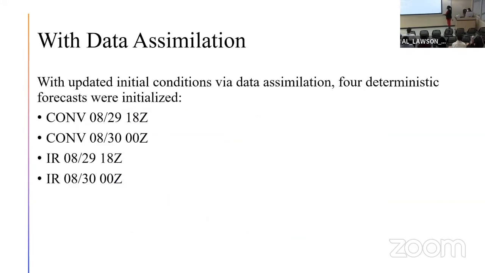With the data assimilation, with our system, we use updated initial conditions, and here we were able to create 4 deterministic forecasts. Two of them were initialized at 18Z on the 29th, and 2 were at 0Z on the 30th. Just a little background: the conventional forecasts just assimilate conventional observations, while the infrared forecasts assimilate conventional observations as well as the all-sky infrared radiances.